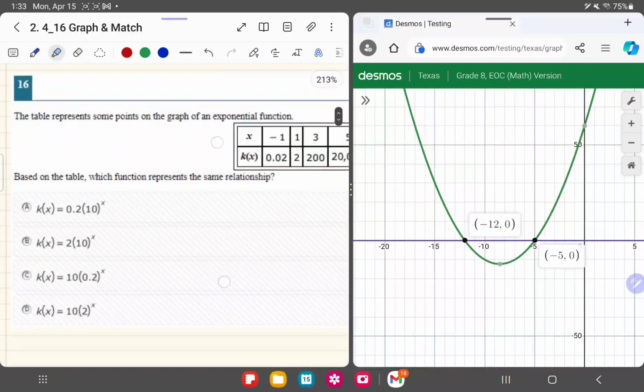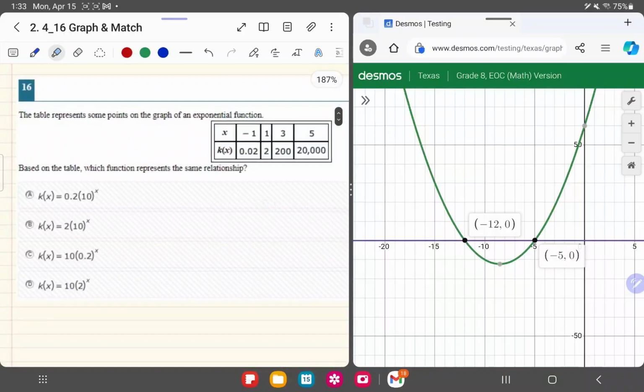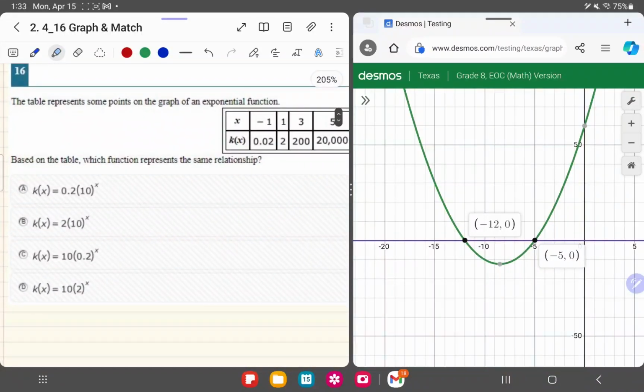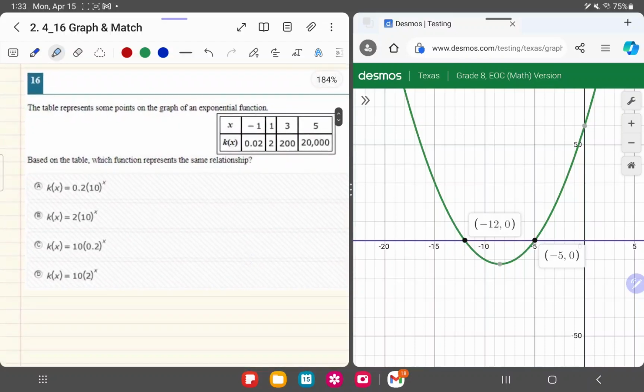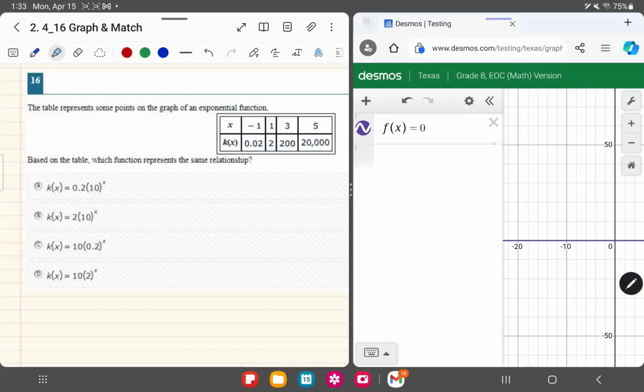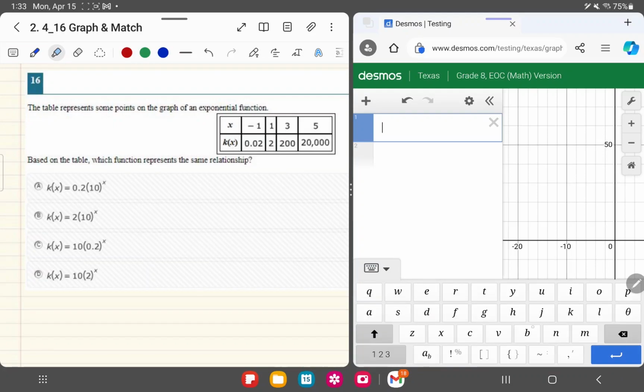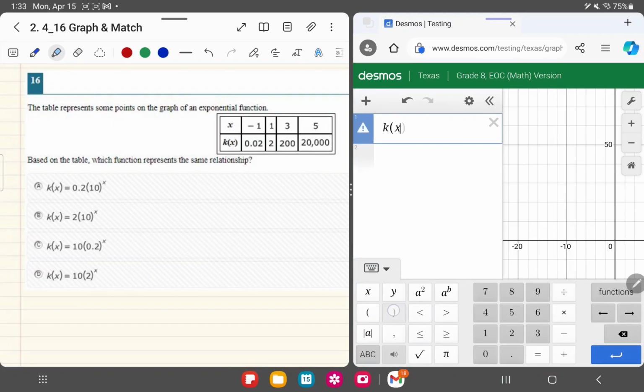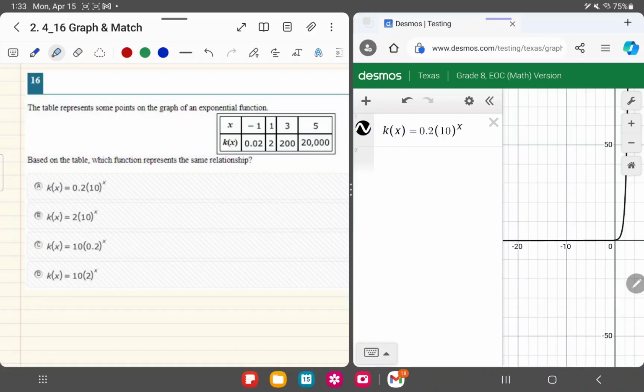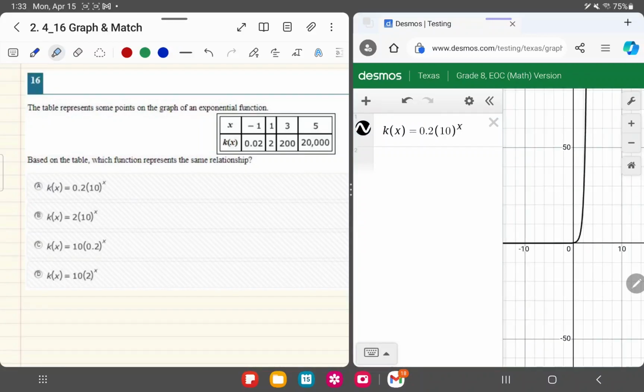So right here it says, the table represents some points on the graph of an exponential function. Based on the table, which function represents the same relationship? Right here, same thing that we did before. I want you guys to graph the equations. So I'm going to go ahead and grab number 1. I'm going to put k parentheses x equals 0.2 parentheses 10 parentheses to the power x. There we go.